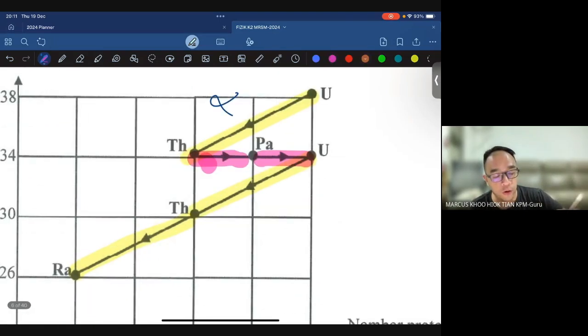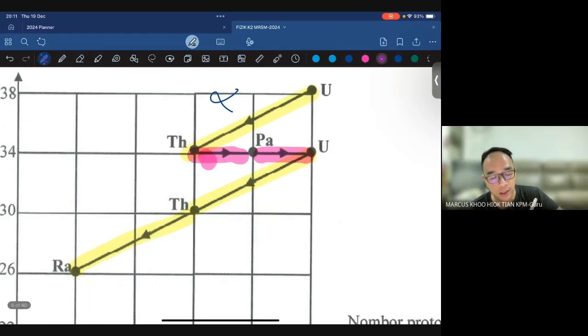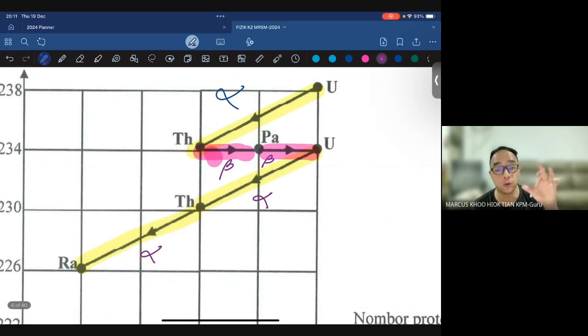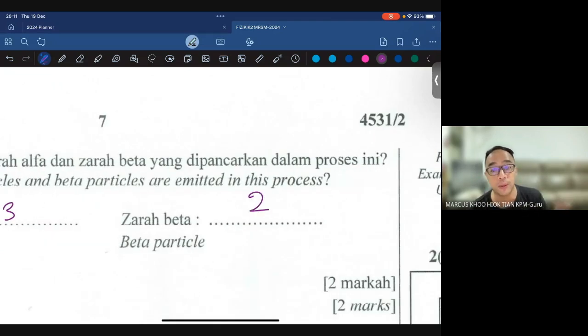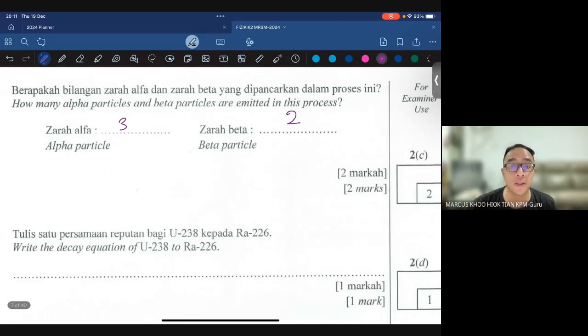So for this one, the pink one, this is a beta decay. So when you add it all together, there's one alpha here, one alpha here. So there's 3 alpha and 2 beta. This is a very simple diagram to remember. Even if you don't understand what's happening, just know that if it goes slanted, 2 boxes, this is alpha. If it goes to the right, 1 box is beta. So the answer for this is 3 alpha and 2 beta. This is a very simple diagram to remember. I hope it comes out because it's like a bonus question.